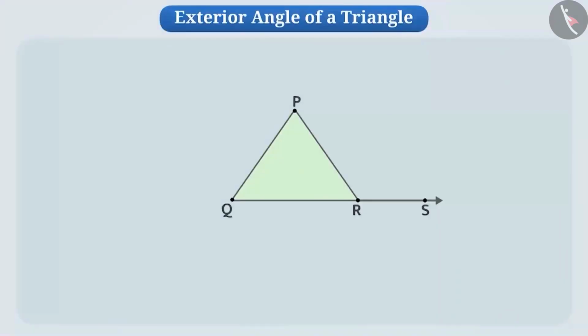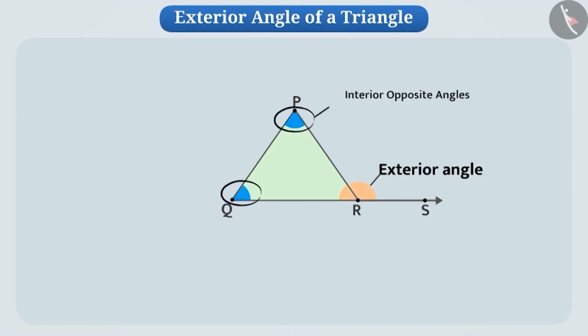Now look at this figure. Here, angle PRS is the exterior angle of triangle PQR. We can also see that angle QRP and angle PRS are adjacent angles. In addition to the adjacent angle, angle QRP, of the exterior angle PRS, the remaining two angles of triangle PQR, namely angle RPQ and angle PQR, are called the two interior opposite angles or the two remote interior angles of the exterior angle, angle PRS.